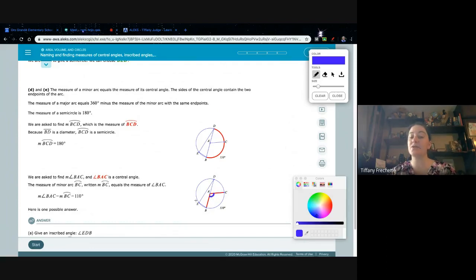When we have a central angle, this is another note that we've written from another video. So we've already learned this on another topic. Central angles have the same measurement as their arcs. So if we know this arc is 110, then the angle is 110.